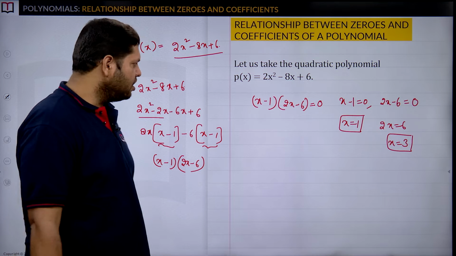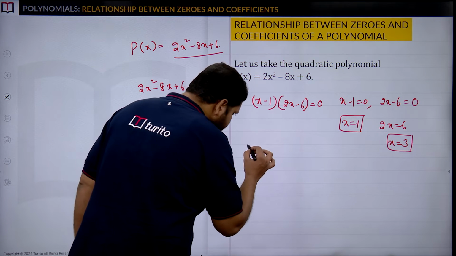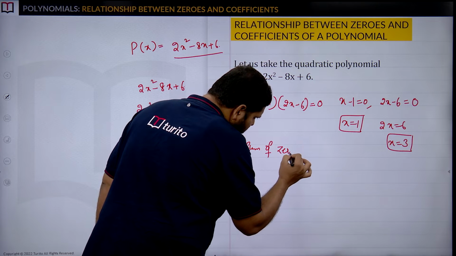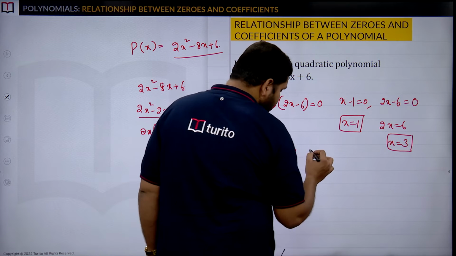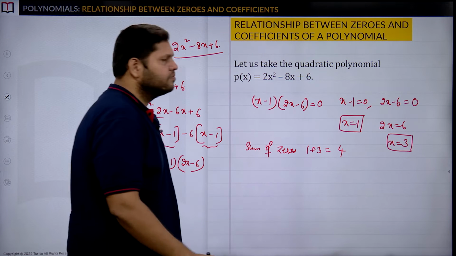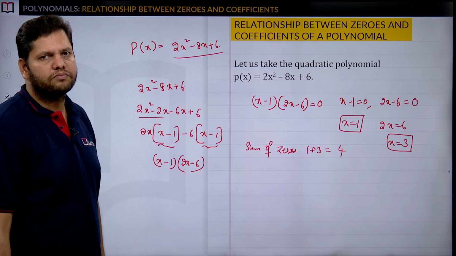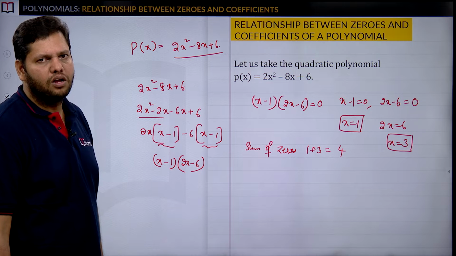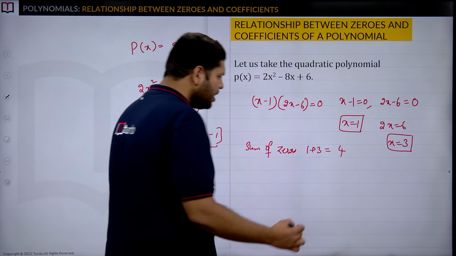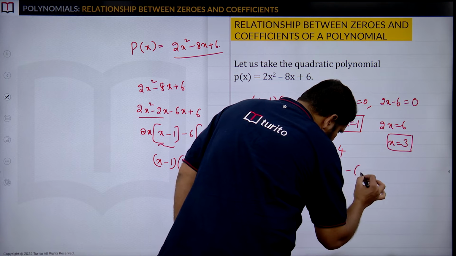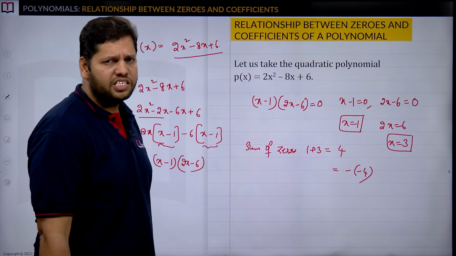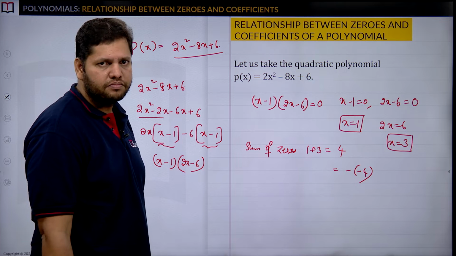Okay. Now children, what I am doing? I am just adding the sum of zeros. So sum of zeros means, can I say 1 plus 3, children? So what is 1 plus 3 value? This is 4. Are you getting my point, children? So this 1 plus 3 value is equal to 4. And this 4 I am writing, children. Can I write minus of minus 4? This 4 I am writing as what? Minus of minus 4, isn't it?